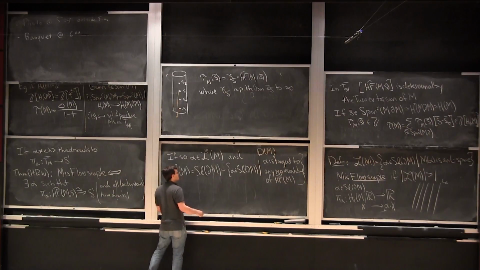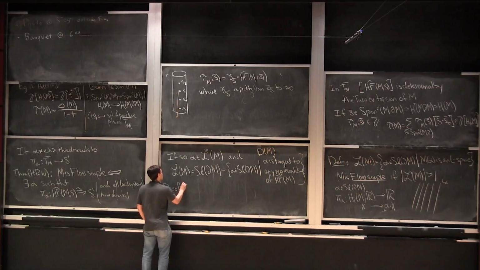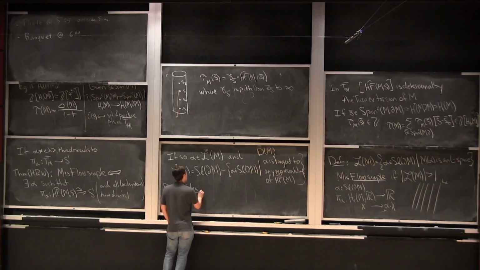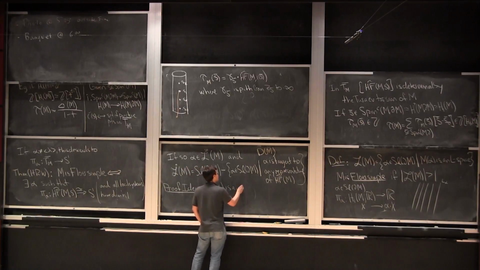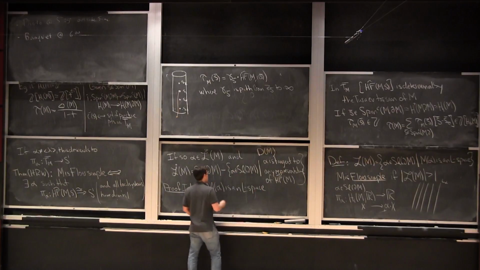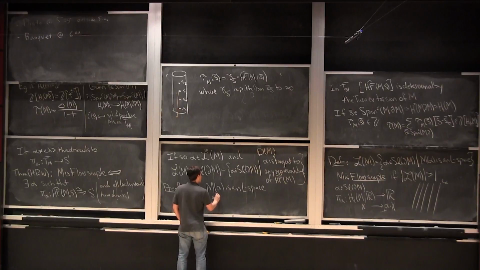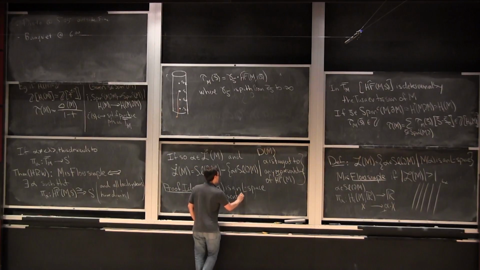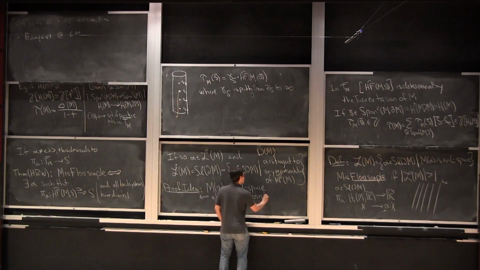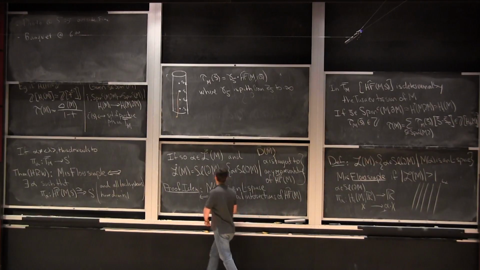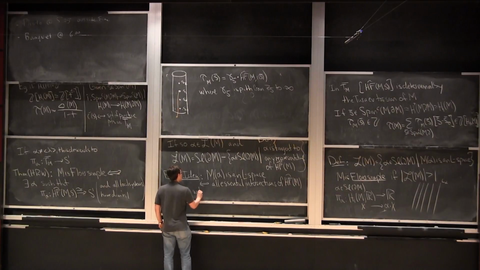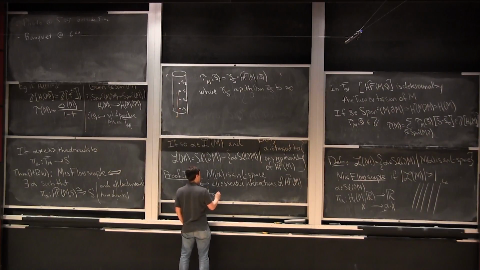So maybe what's the idea of the proof? Well, this Dehn filling M of alpha is an L space if and only if all essential intersections of HF hat of M with the line of slope alpha have the same sign.